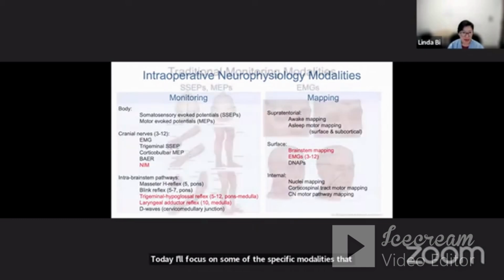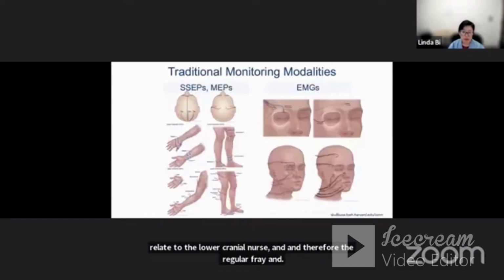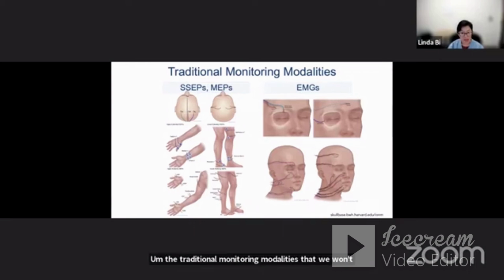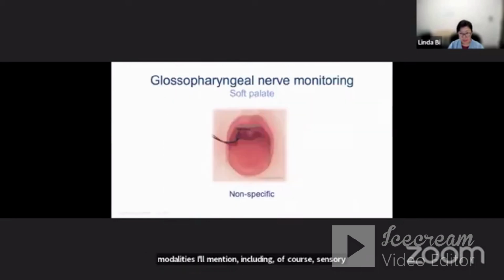The traditional monitoring modalities we won't talk about as much, but of course have a lot of overlap with pathologies in this region, because jugular foramen tumors or lesions often transgress beyond just the jugular foramen and compress the surrounding brainstem. So these are often used in conjunction with the subsequent modalities I'll mention, including, of course, somatosensory evoked potentials, motor evoked potentials, and EMGs.